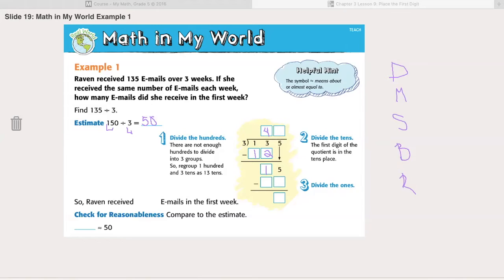Let's go back to division. 15 divided by 3 is 5. 5 times 3 is 15. 15 minus 15 is 0. So Raven received 45 emails in the first week. Compared to the estimate, our estimate was 50. 45 approximately equals 50. It is close to it. Notice that our helpful hint tells us what that symbol means. It means almost equal to.